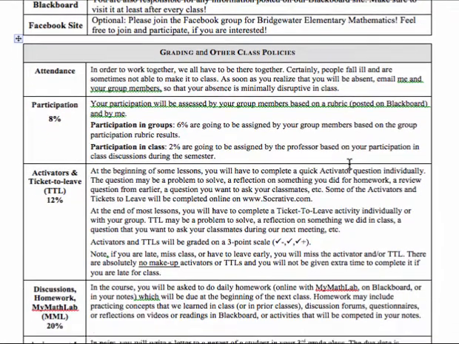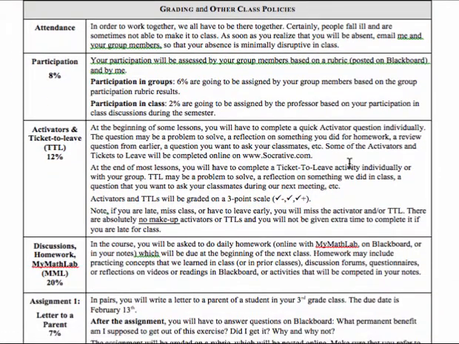On that same page, you'll see some other components, some assignments and tests and homework components for the class. You can take a look through those. Attendance is required. We do a lot of work in groups, and your group members will need your full participation when you're there.